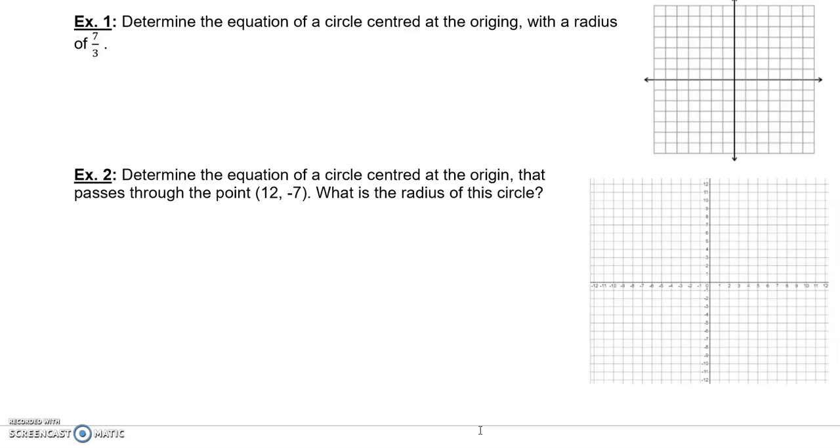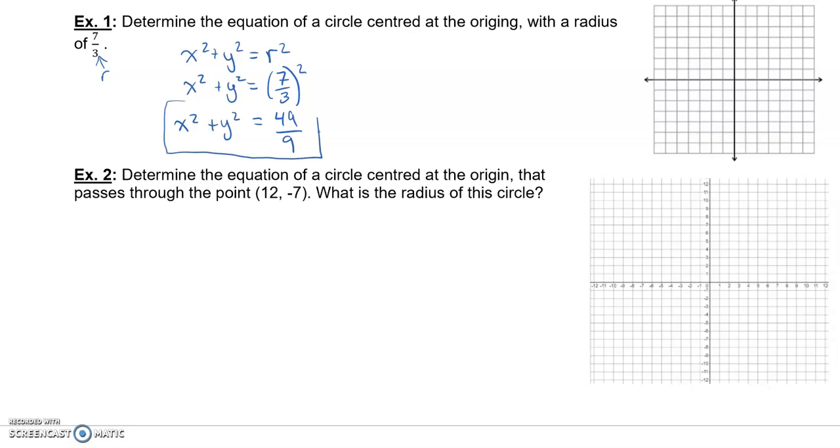The first one says this. Determine the equation of a circle centered at the origin with a radius of 7 over 3. Well, we just said that x squared plus y squared is equal to r squared. If the radius is 7 over 3, then I just substitute this in. 7 over 3, but I have to square that because it's the radius squared. Well, 7 squared is 49, 3 squared is 9, and so x squared plus y squared equals 49 over 9. That is the equation for that circle.